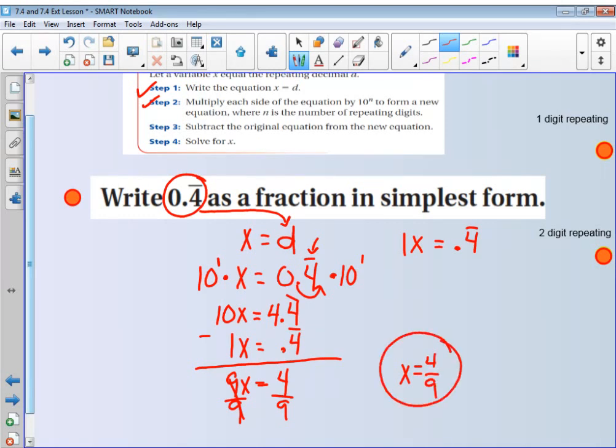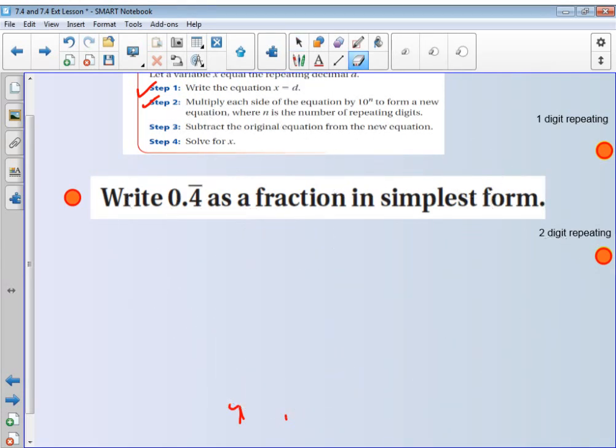Okay, so we're working on converting that. If I were to double check myself on my calculator, let me pull the calculator out. I could punch in 4 divided by 9, and it should give me this answer right here. So then hit equals, and it does give me 0.4 repeating. So this is just practicing working on those repeating numbers and how we can actually convert them into a fraction. All right, so let's try another one.